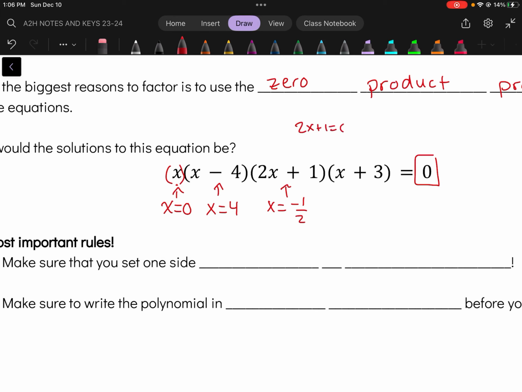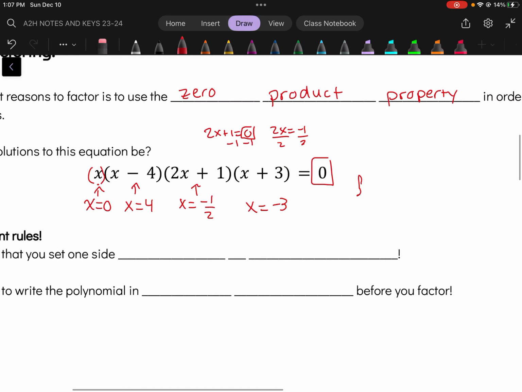Hopefully this is something in your head, but if you have to solve that and ask yourself what x value would make it equal to 0, you can make that little equation, and then x equals negative 3 makes it true. So now if we express the solution set, let's do it from least to greatest. So negative 3, negative 1/2, 0, and 4, right?